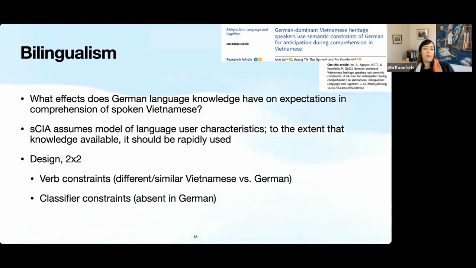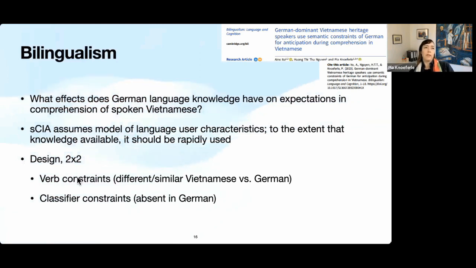The design that we went for here includes the visual world paradigm, spoken sentence presentation. People looked at images, and you'll see an example in a little while, and a 2x2 design. So verb constraints different or similar in Vietnamese versus German, and classifier constraints. These are absent in German. So German doesn't have the same classifiers that can give you information about semantic meaning as does Vietnamese. So that's a real language difference.